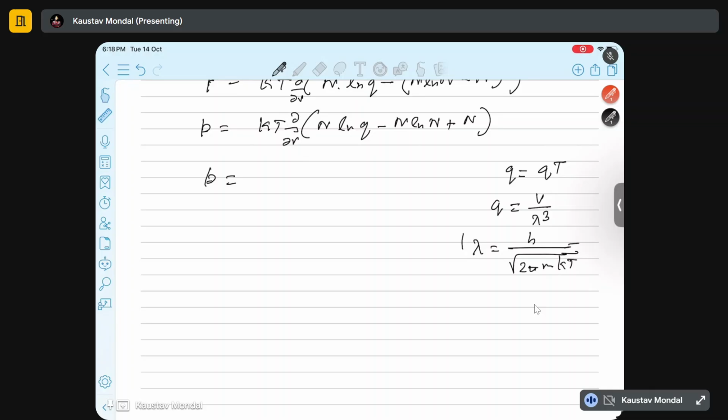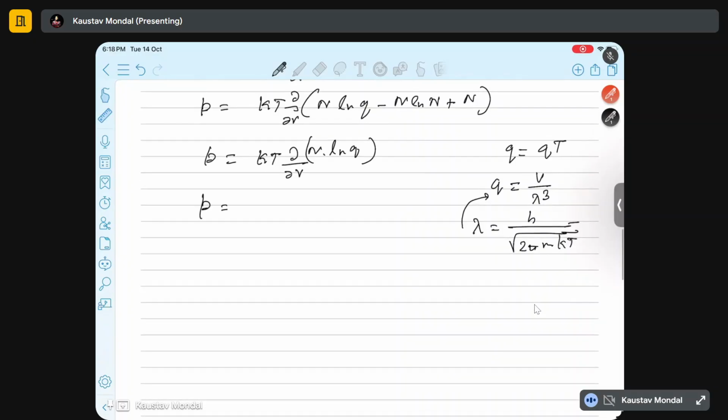After putting lambda into the expression of the molecular partition function, inside the derivative with respect to the volume, only this first term survives as it's a function of volume, right? So just write this: N into ln of q.